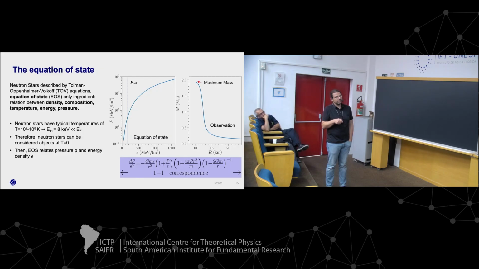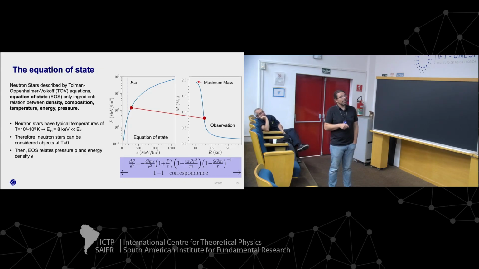So radius is your integration variable, and the pressure is what you want to find out. But you do not know what epsilon is, the density. So you need to somehow relate pressure and energy density, and that's exactly what the equation of state does. It relates pressure as a function of energy density. So if you know your equation of state, you plug this into the Tolman-Oppenheimer-Volkoff equations, then what you find is the mass as a function of radius for neutron stars.